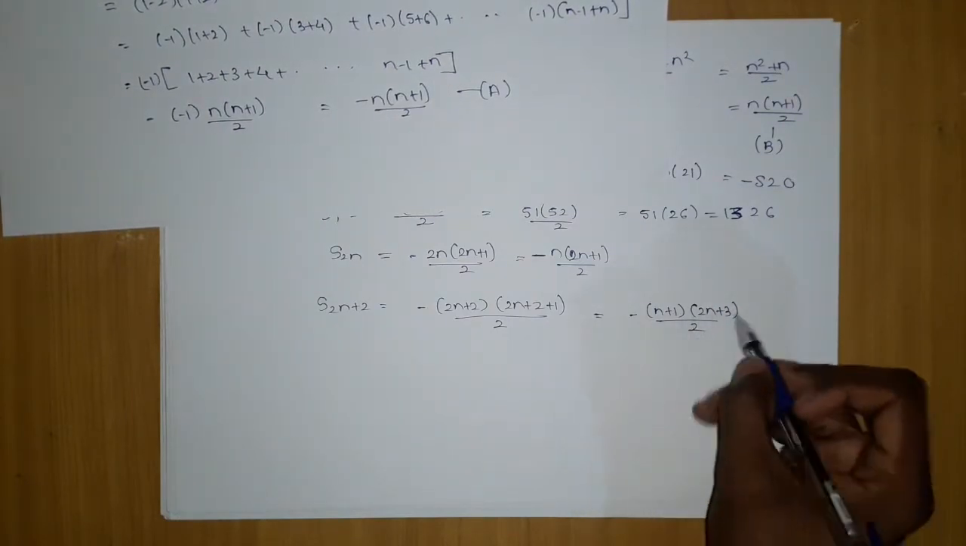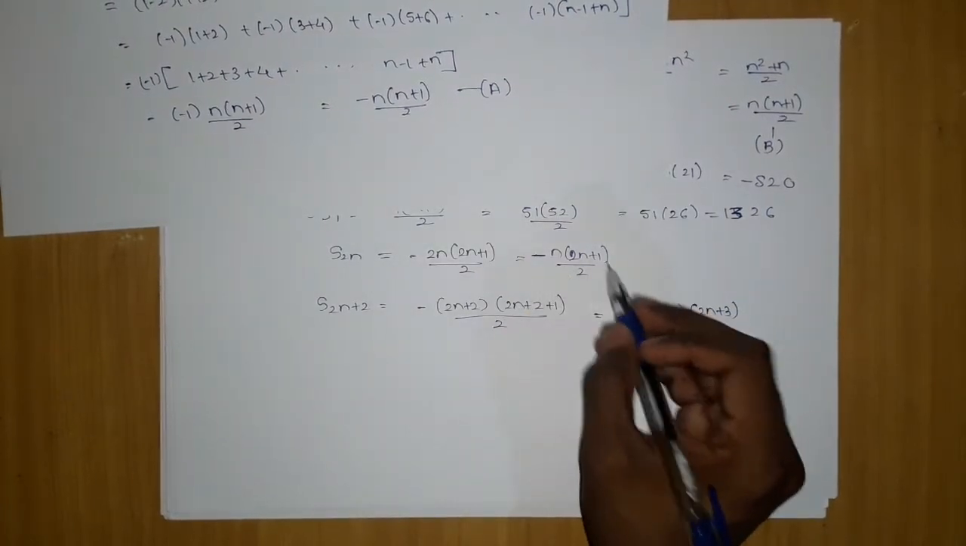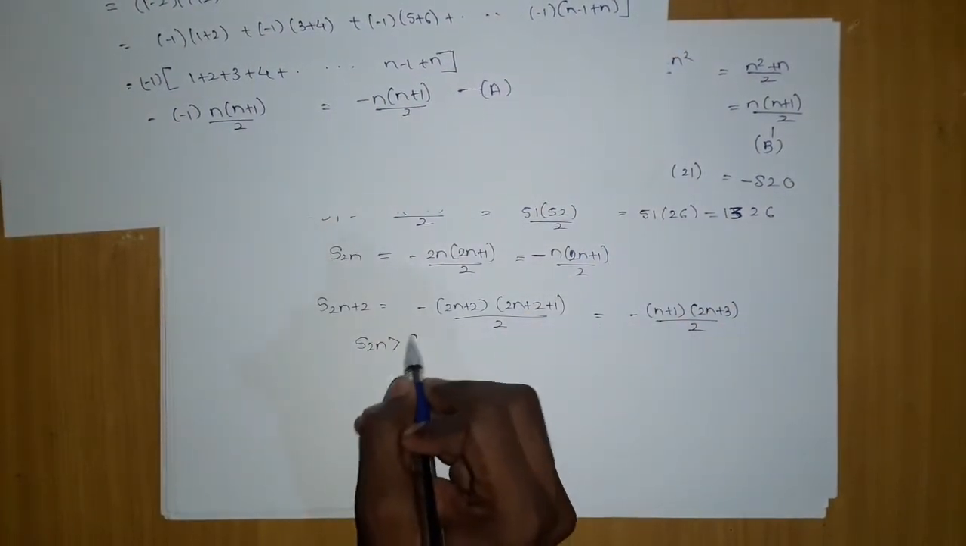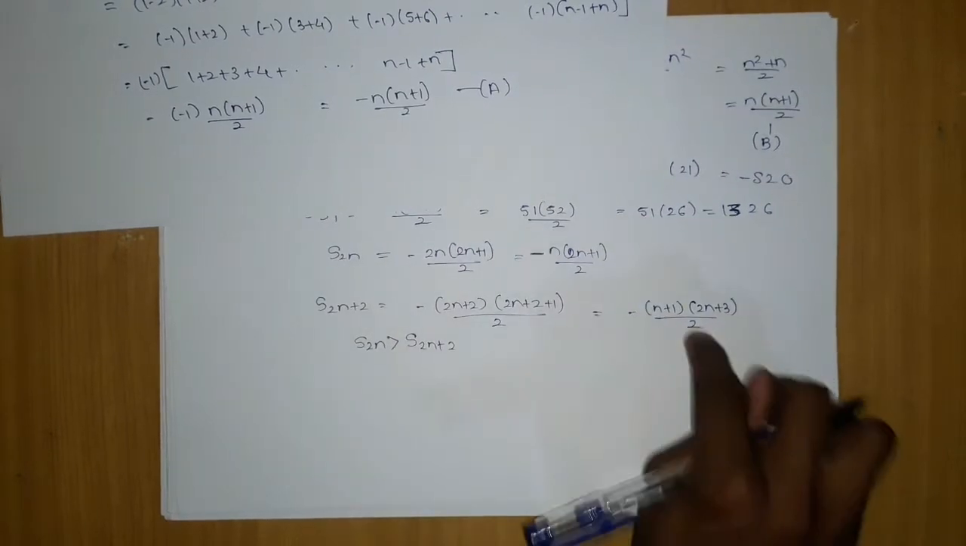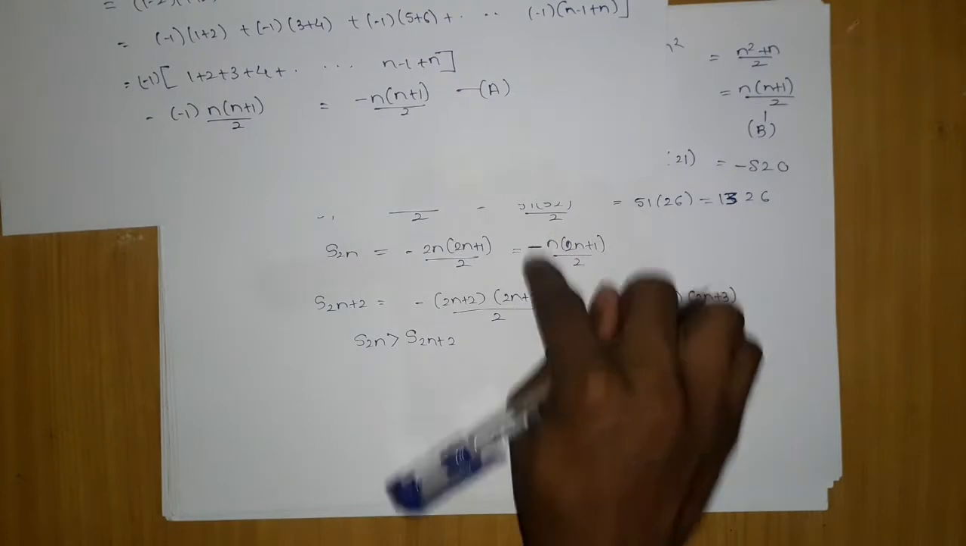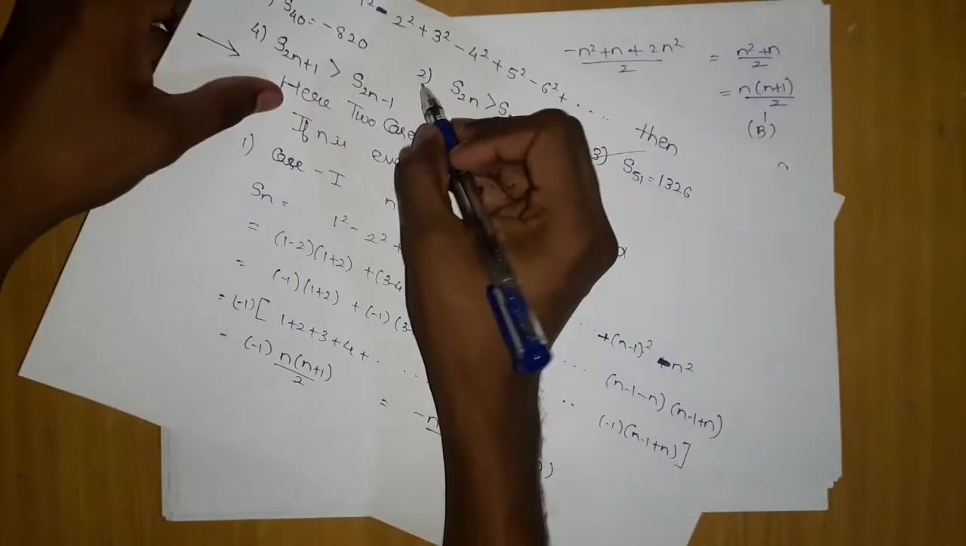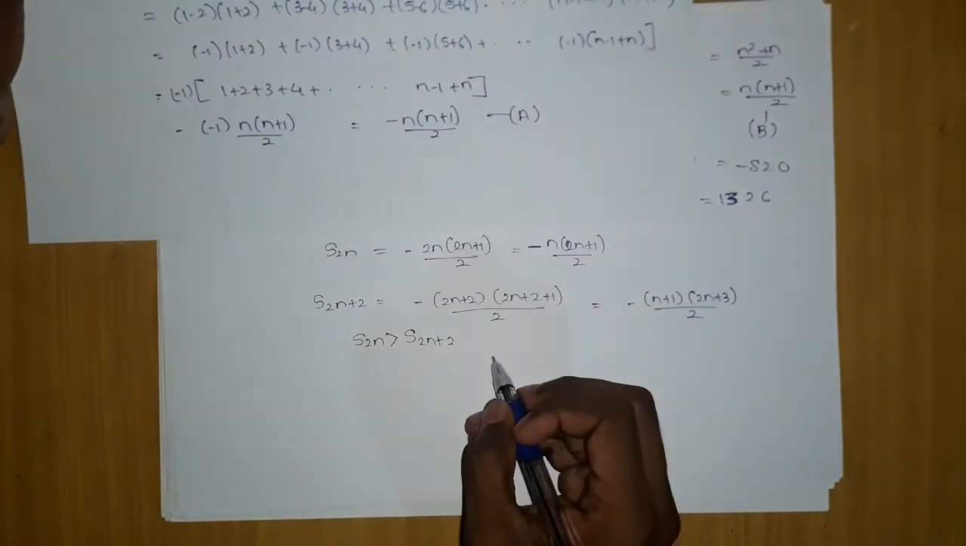Okay, this will have higher value and this will have lower value, but due to negative sign this will become greater. So S2n will be greater than S2n plus 2. Hope you have understood. This is greater in magnitude, but due to the negative sign, it will become greater. So that is the reason that S2n is greater than S2n plus 2. Okay, so the second one is also right.